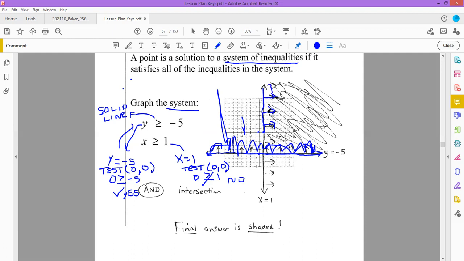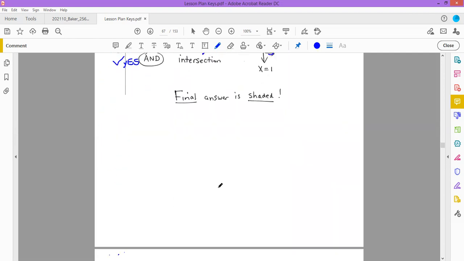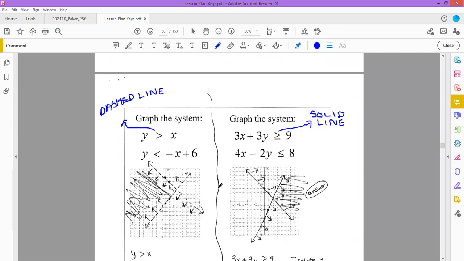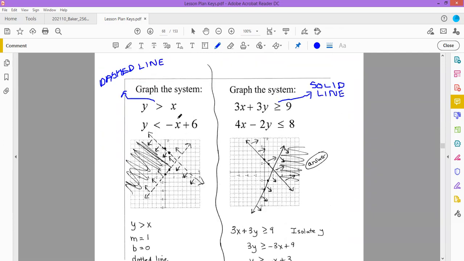Now the section that we shade 2 times, right here, in this first section up here, this is going to be the solution to the inequality because this is the section that we shaded twice. Remember, it was above the line of y greater than or equal to -5, and to the right of the line x greater than or equal to 1. So this section that shaded twice will be the solution to the system. And we'll look at one more section of examples. We have two other systems, y greater than x and y less than -x plus 6.